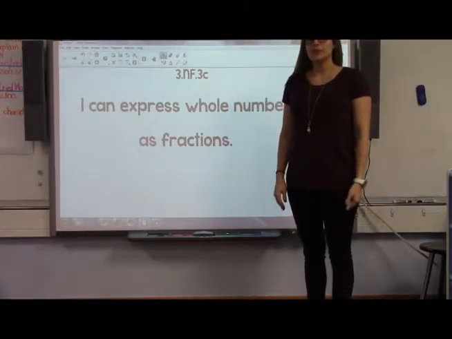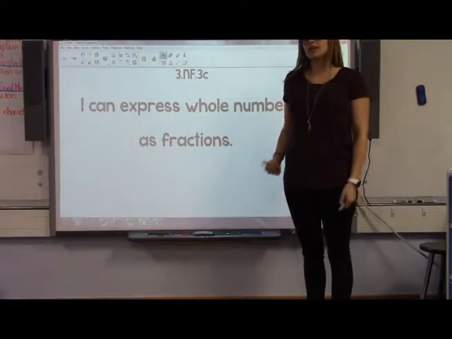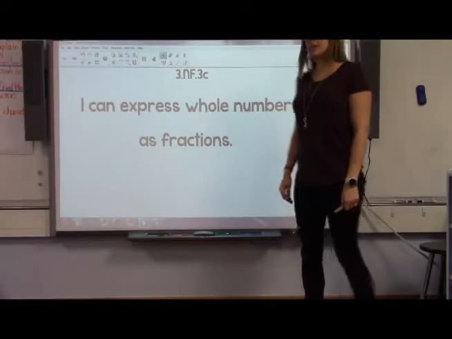Hi, today we're going to look at the I can statement. I can express whole numbers as fractions. Let's see if you can learn how to do this by the end of the lesson.